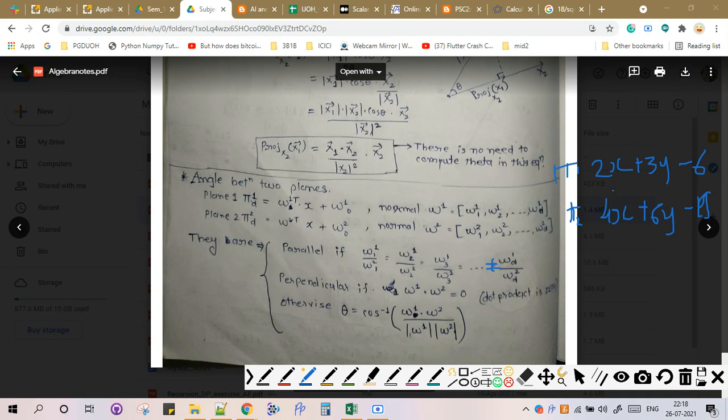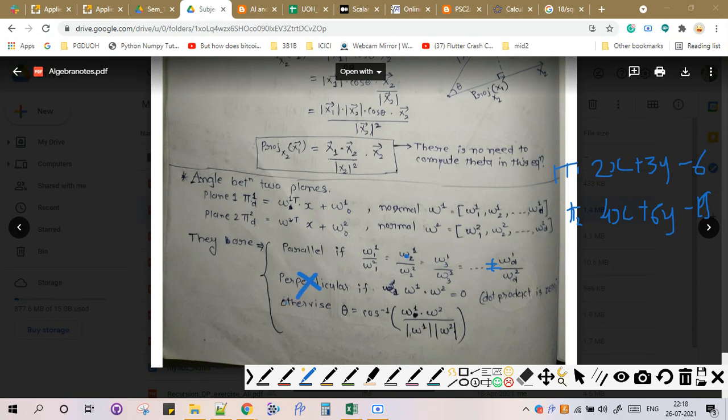Perpendicular is really easy. Just take the dot product. 2 multiplied by 4 is 8, plus 3 multiplied by 6 is 18, and then the last terms are both minus, so you will get all plus terms. So it is not equal to 0, definitely. So these two hyperplanes are not perpendicular.